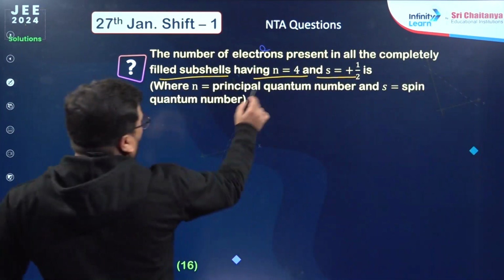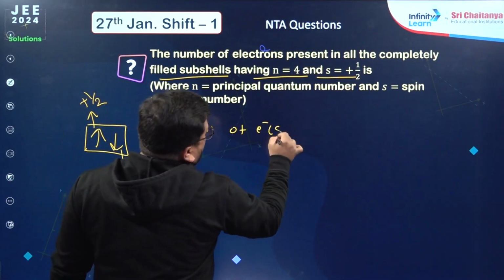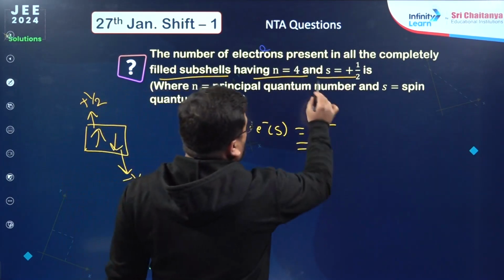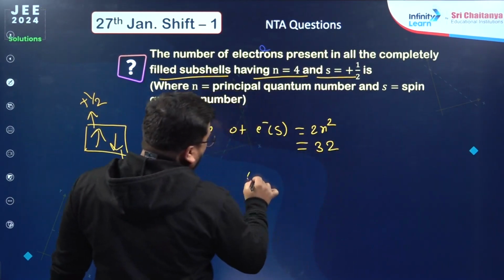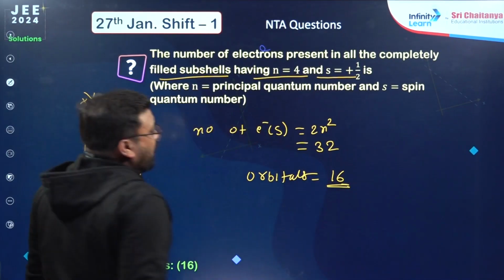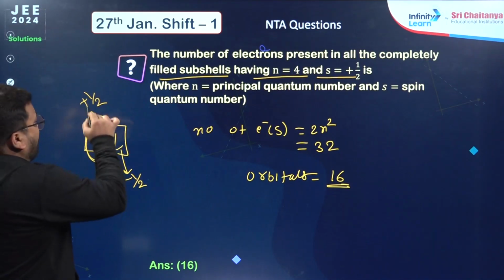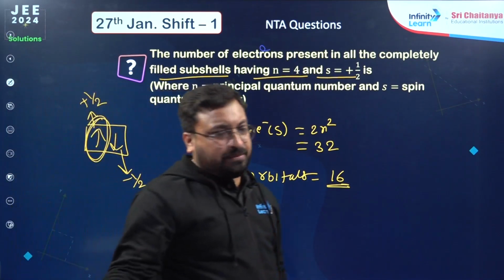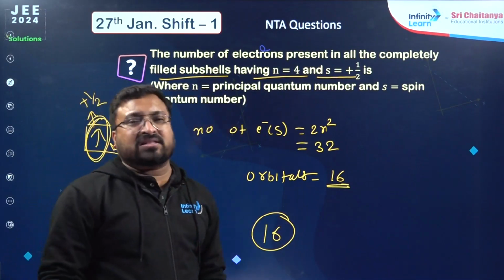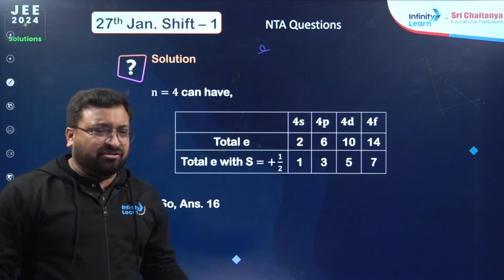So, take n equal to 4. The number of electrons equals 2n squared. You know this from your childhood classes. So there will be 32 electrons, and you know the number of orbitals is 16. One orbital contains 2 electrons, so only 1 electron will have this spin. So the answer will be only 16. Indirectly they are asking the number of orbitals, so 16 is the right answer. Very interesting question.